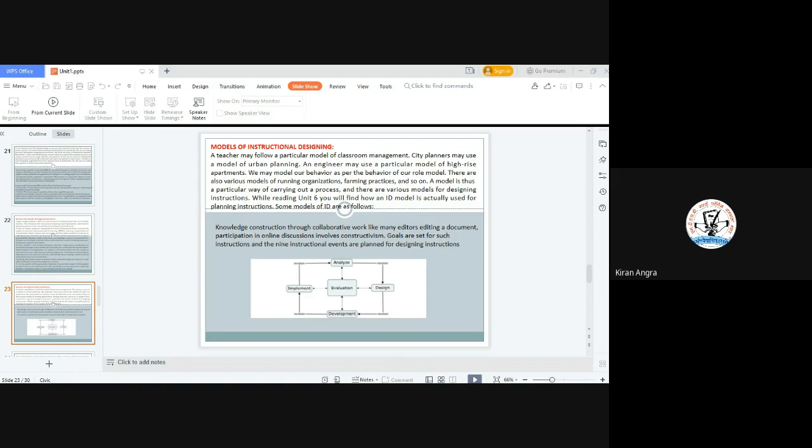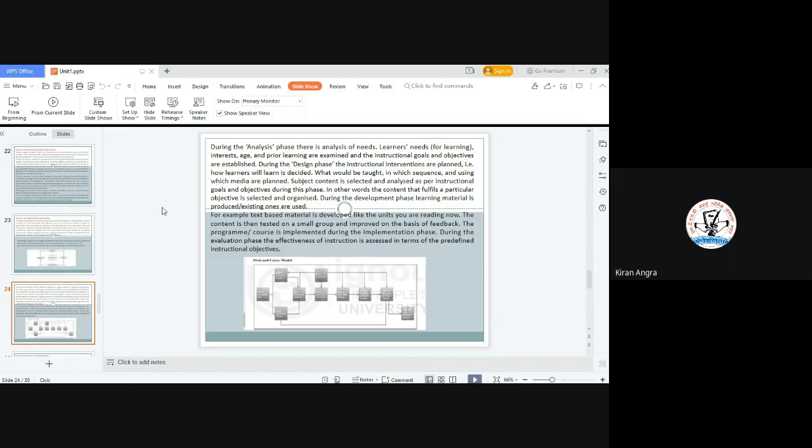First is the goal. And ma'am, the diagram is not visible. Again, do it. Now visible. Yes, ma'am.